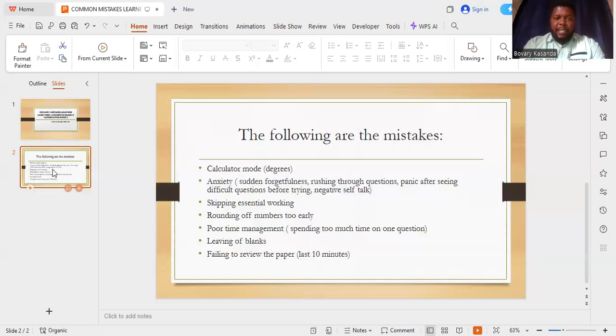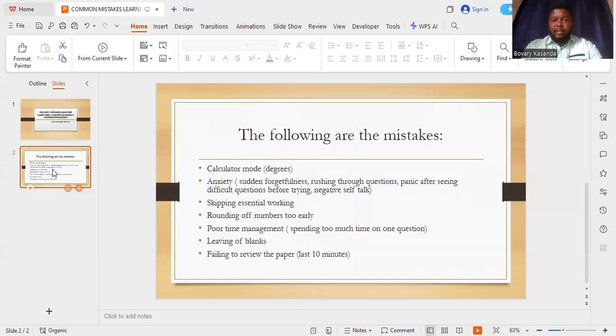Then the third thing that I'm looking at is skipping essential working. The exam regulation says that omission of essential working will result into loss of marks. So you don't do it. You don't just state the formula, then input whatever numbers that the formula requires, then jump to the final answer. Please do not do that. That will result into loss of what? Marks. Remember, the procedure, or the method, is very important when you're answering mathematics paper 2.